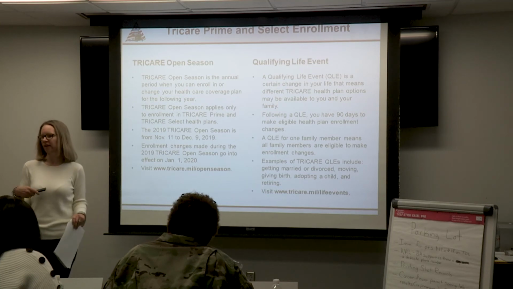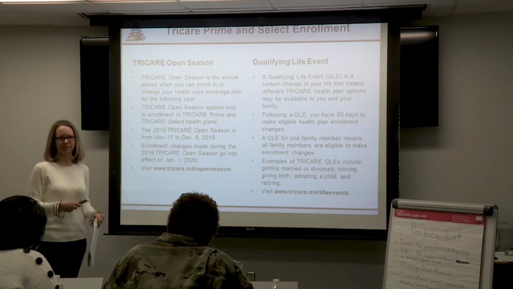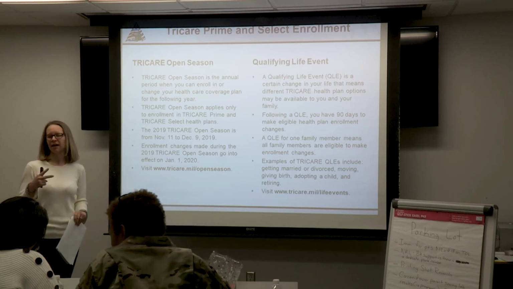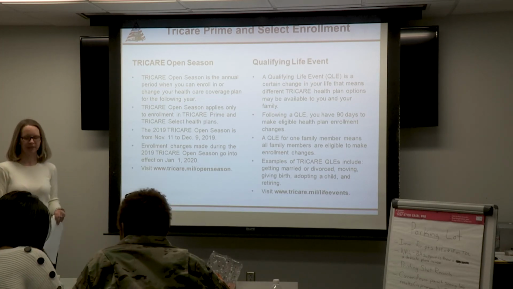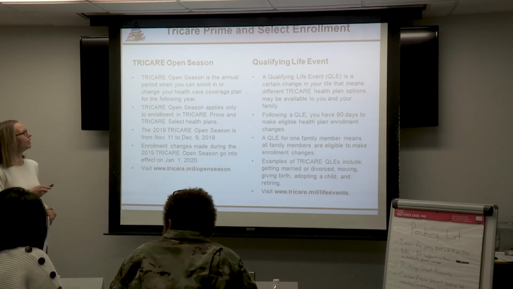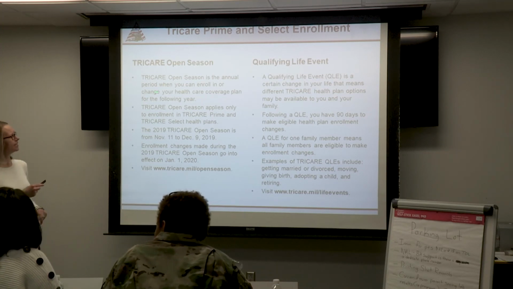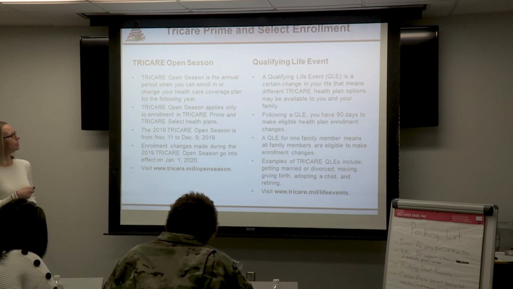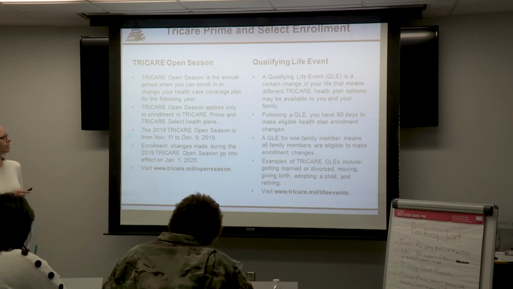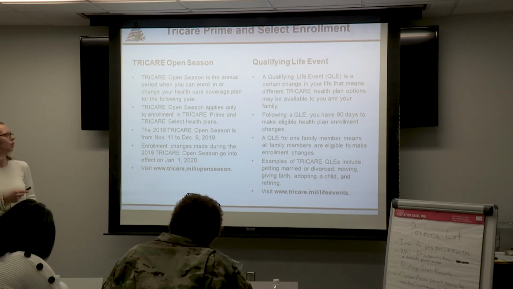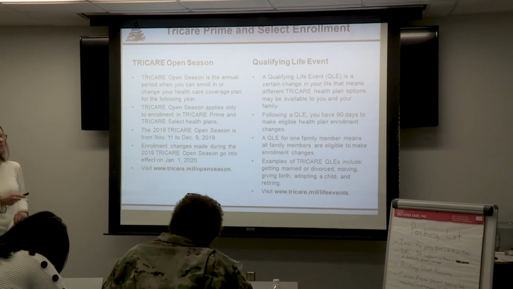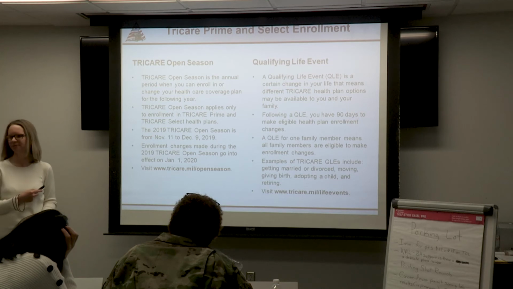Under the current contract, when they came out with that, that changed. So there's only 2 times that a beneficiary can change their insurance plan. One is during the annual open season. During open season, they can elect to change their TRICARE Prime or TRICARE Select health plans. Open season occurs this year from November 11th to December 9th. It's not a very long window.